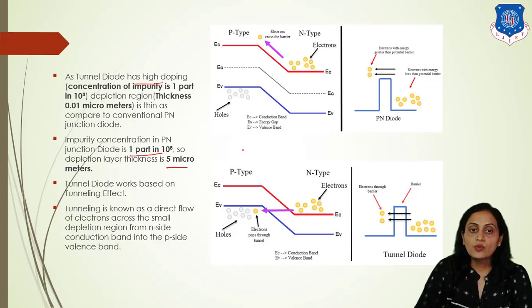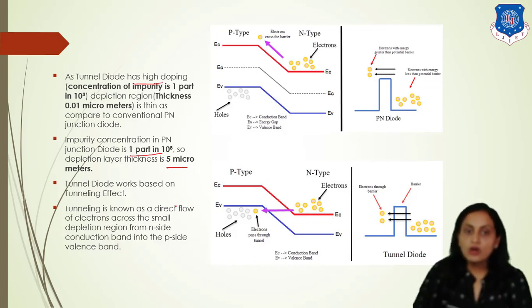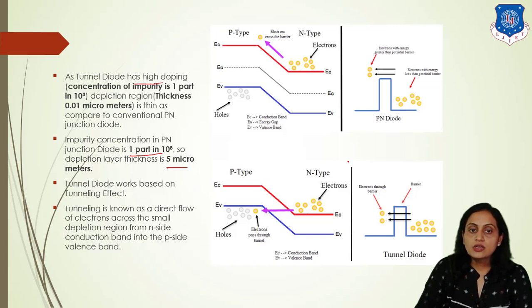Now the tunnel diode works based on the tunneling effect. What is the tunneling effect that we are going to see? Tunneling is the direct flow of electrons across the small depletion region from the N side conduction band to the P side valence band. So this is the energy band diagram for the conventional PN junction diode, and this is the energy band diagram of the tunnel diode.